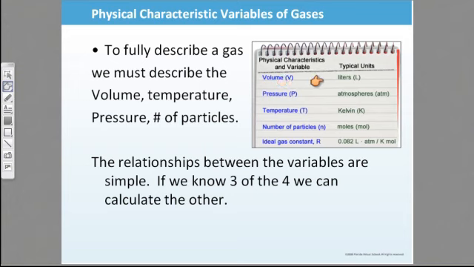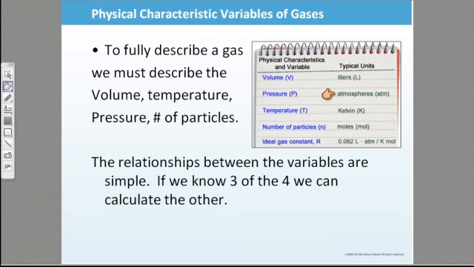Now, the volume, we typically measure in liters when we're dealing with the gas laws. Pressure, we typically measure in atmospheres. Temperature, we typically measure in Kelvin. And then the number of particles is always moles. For these first three, I said typically because I'm sure you're all well aware that there are other units out there. For liters, we could also use milliliters or cubic centimeters. So there are different units that can be used, but we like to put everything in liters.